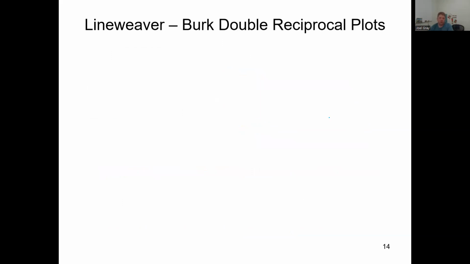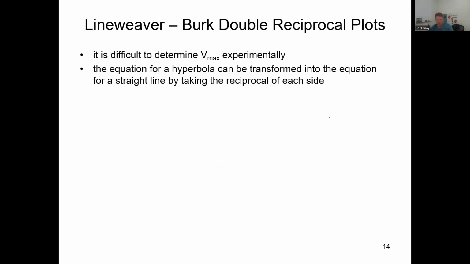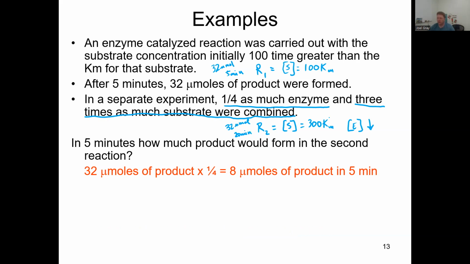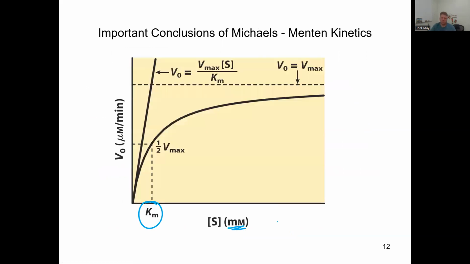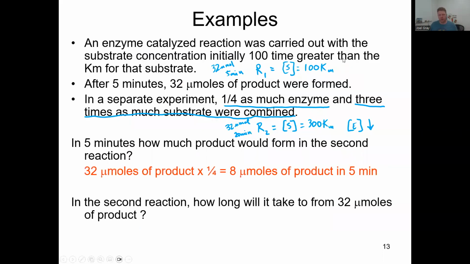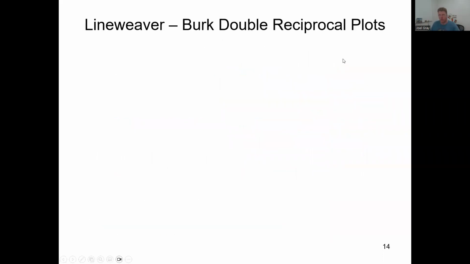Okay, so Lineweaver Burk double reciprocal plots. It's difficult to determine the maximum velocity experimentally, because if you look at these other reactions, what you're doing is just trying over and over again to increase the substrate concentration, and you might do 30 different reactions here. So we have to find another way. Another way of doing that same sort of thing, and to get a good prediction of your Km and your Vmax, is to make what's known as a Lineweaver Burk plot, also known as a double reciprocal plot.